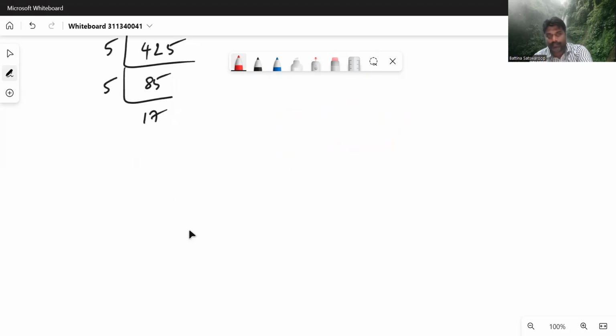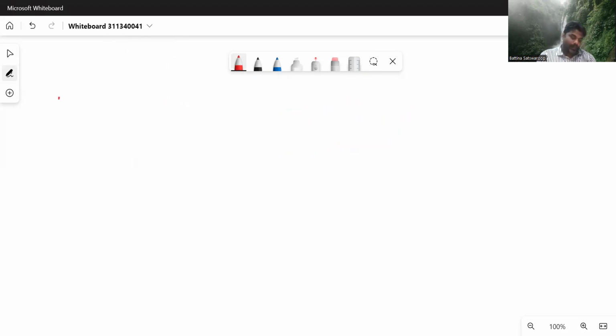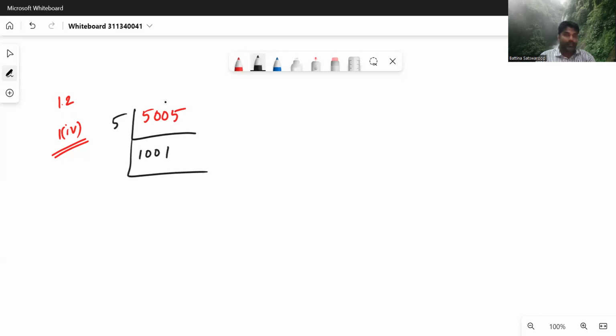Next one. 1.2, question number 1, bit number 4. So they are saying 5005. It is divisible by 5, so 5 into 1001. And if you observe, it is divisible by 7. 7 14s are 98 and 7 3s are 21.